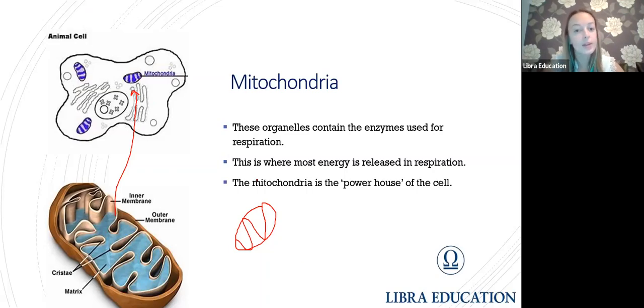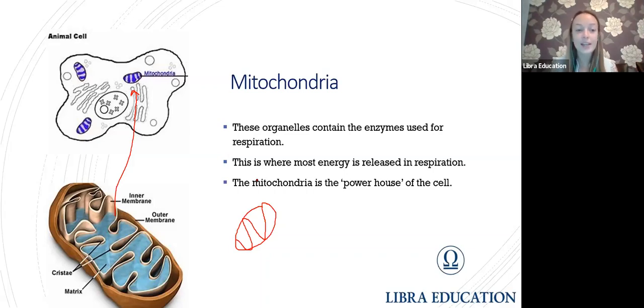So what actually are the mitochondria? These organelles contain the enzymes that we use for respiration. And obviously we know how important respiration is. It is essential for living organisms. So this is where most energy is released in respiration. So it's really all centered predominantly in the mitochondria, not completely, but predominantly.